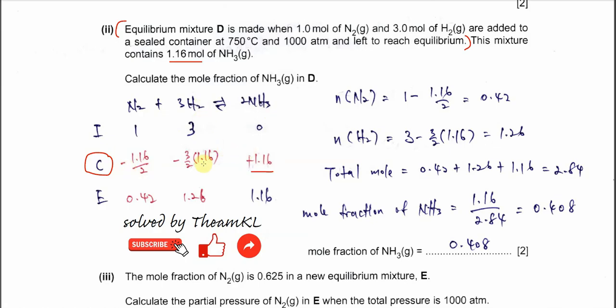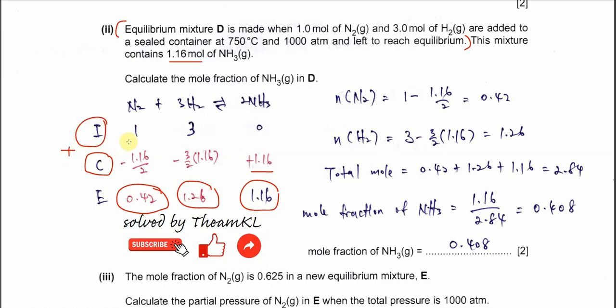For the hydrogen, we use the mole ratio again. It must minus 3 over 2 times 1.16, because the ratio between hydrogen and ammonia is 3 to 2, right? So we use 3 over 2 times 1.16. Eventually, at equilibrium, we get the moles of the nitrogen, hydrogen, and this is given. So this is how we get all the moles, right?